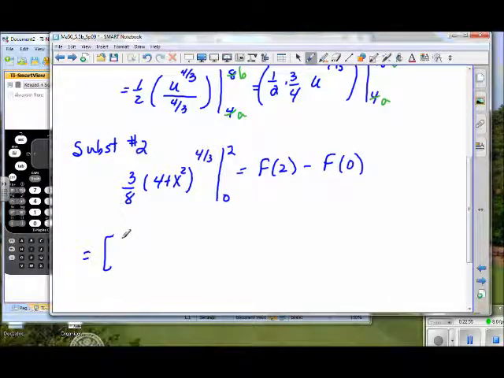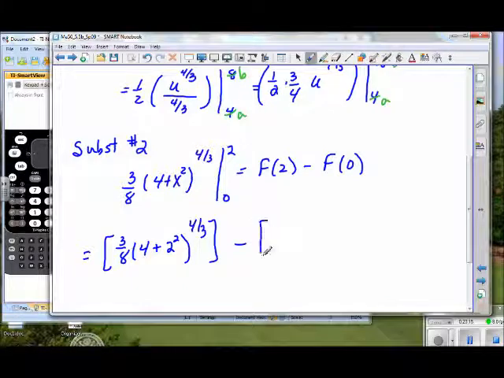We're going to have 3/8 times 4 plus 4, I'll put it in as 2 squared so we can see where we get the 4, 2 squared to the 4/3 power, minus, I'm going to go through the same thing, but now replace the input with 0, minus 3/8 times the quantity 4 plus 0 squared to the 4/3 power.